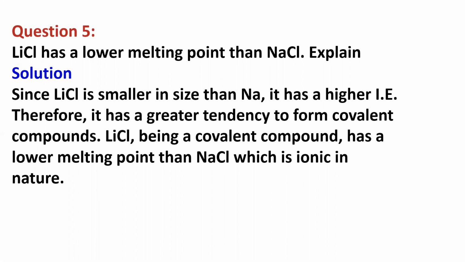If an element has higher ionization energy, it has the tendency to form covalent compounds. So lithium chloride, being a covalent compound, has a lower melting point than sodium chloride, which is ionic in nature. Ionic compounds have higher melting points because they are solids at room temperature, and covalent compounds have low melting points because they are either liquids or gases at room temperature. So I hope it is clear now. Next question.